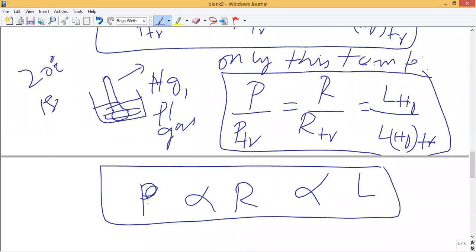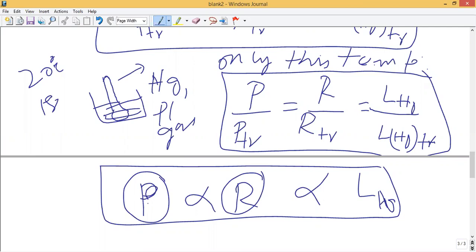So this means these are not related to each other in any way. Okay, this is the length of the mercury column. This is the resistance of the platinum wire. This is the pressure of the gas. They are not related to each other. They are completely different quantities. So therefore they cannot be equal to each other. Therefore these thermometers cannot show the same temperature.